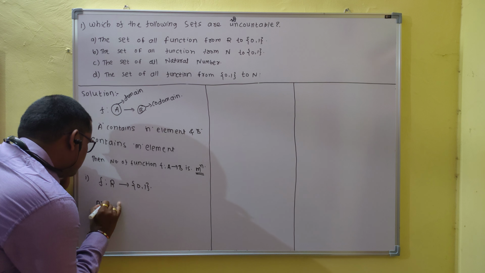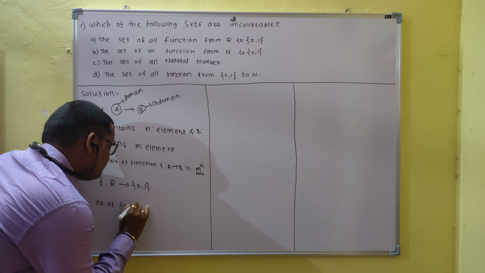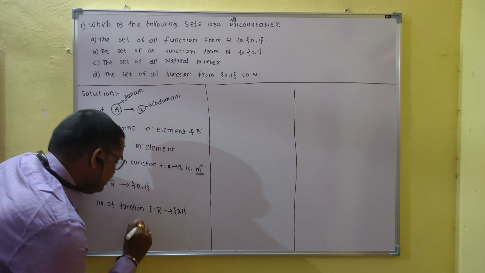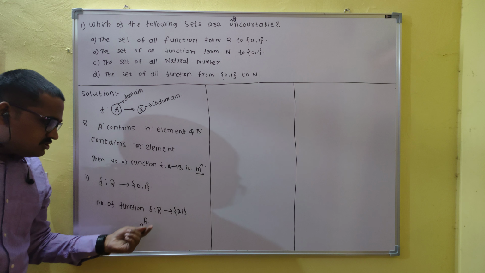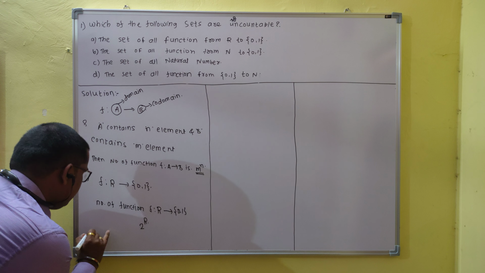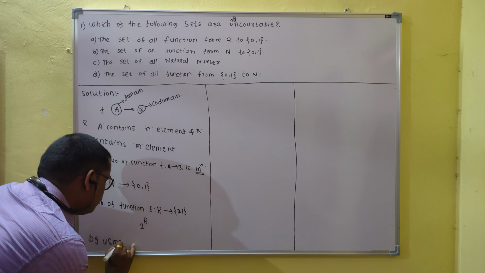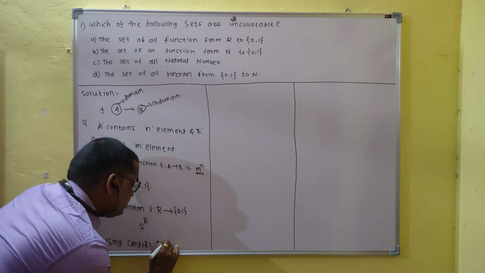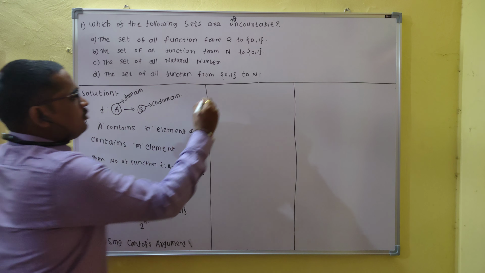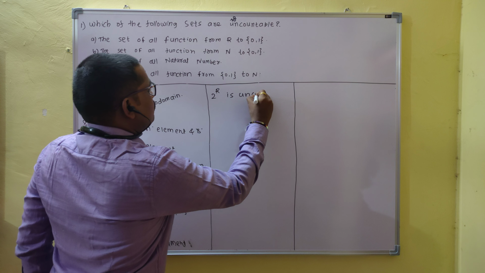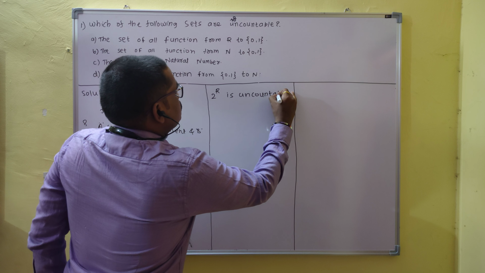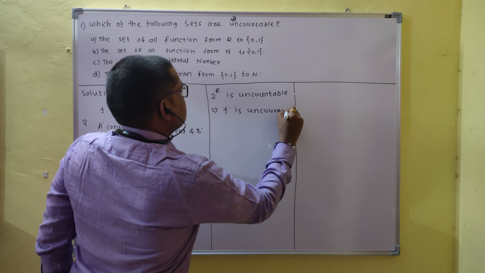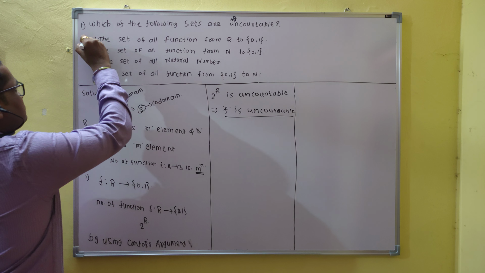Now the number of functions f from R to {0,1} is 2 to the power R. By using Cantor's argument, this 2 raised to R is uncountable, which implies that the set of functions is uncountable. That's why the first option is correct.